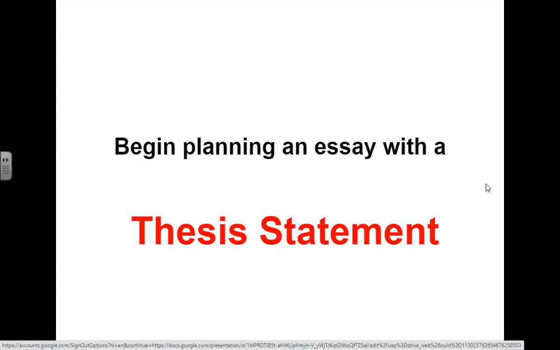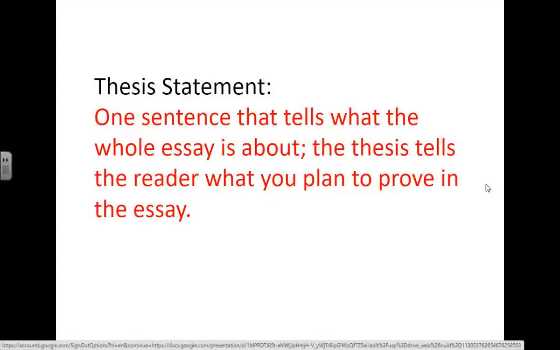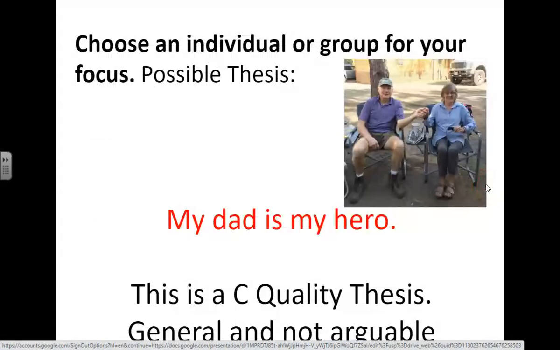So this is always where we begin planning an essay. Although this topic is about your hero, it's not necessarily like a story that you'll tell from beginning to end. You still will have this one strong sentence that tells what the whole essay is about. That will be your thesis statement. The thesis tells the reader what you plan to prove in your essay. So you can choose an individual or a group for your focus.